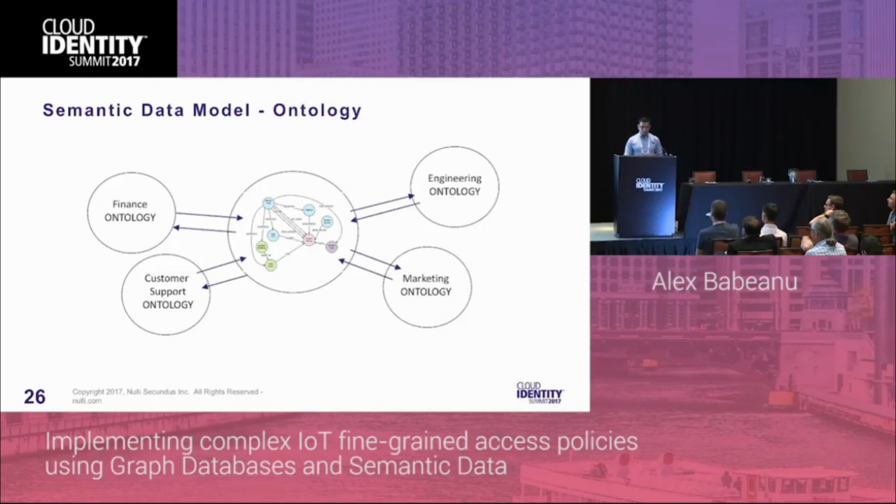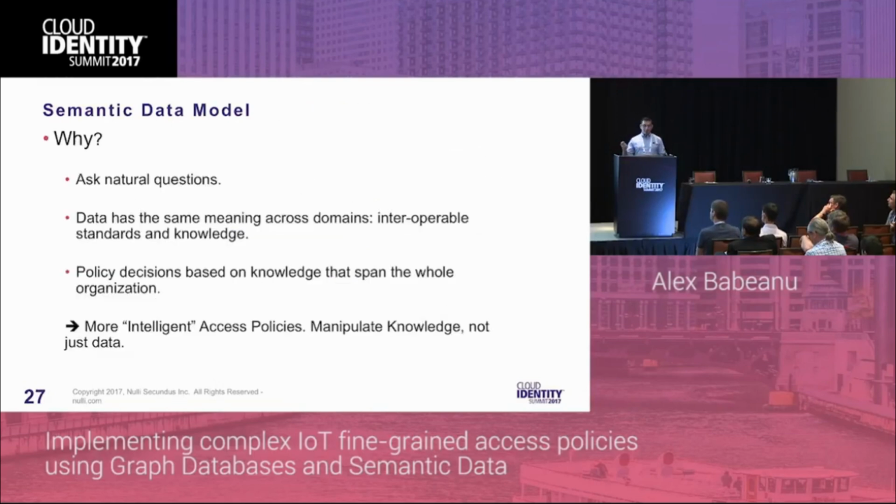So why is that interesting? Well, you can ask natural questions. Since the data is interoperable between the domains of knowledge, you can use that. Why not build access policies that also use marketing knowledge or engineering knowledge? You can bring it all together. So, more intelligent access policies.